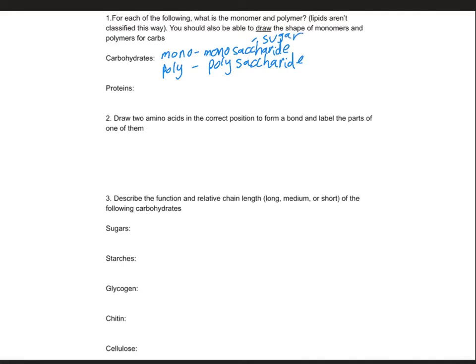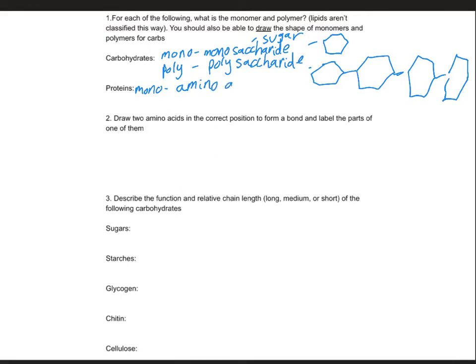The general shape of the monomer for a carbohydrate is a hexagon or a pentagon. So there are these little carbon rings. And then for the polymer, we get a bunch of these hexagons or pentagons linked together like a chain of these shapes. For proteins, the monomer is the amino acid, and the polymer is the polypeptide.